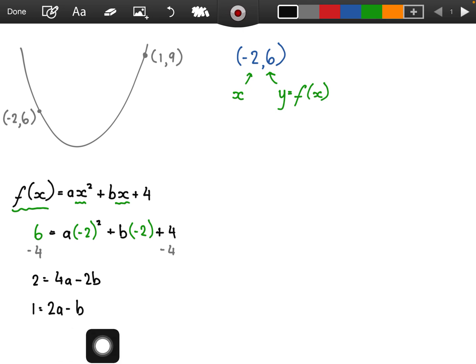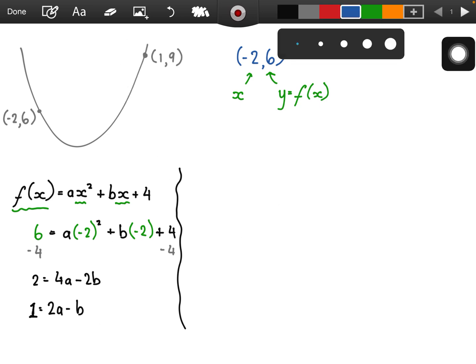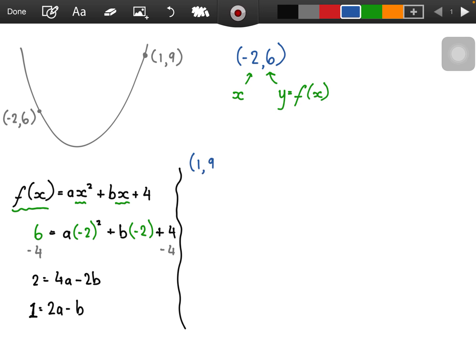So I have an equation, but I can't figure out what either of the variables are because I have 2 unknowns. When we have 2 unknowns, what do we need? Well, we need 2 equations. So I have one equation here, and I need a second. How am I going to get the second? Well, they've given me this other point, 1, 9. If I look at the point 1, 9, that is telling me that x is 1, and the f of x value will be 9 when x is 1.